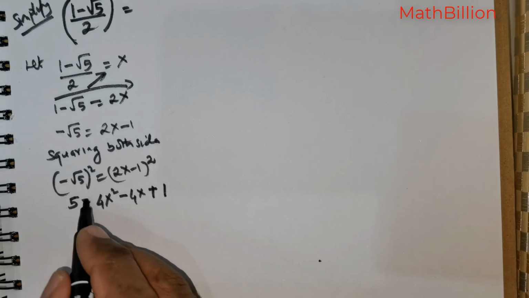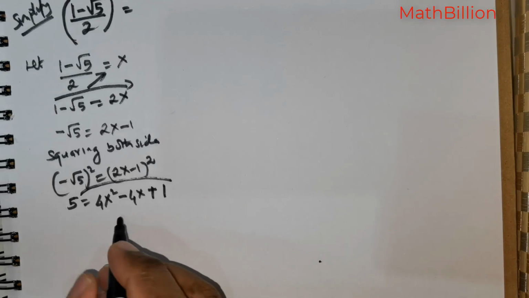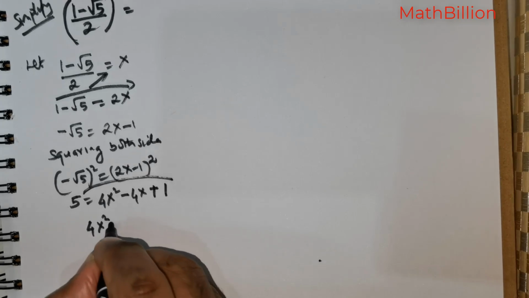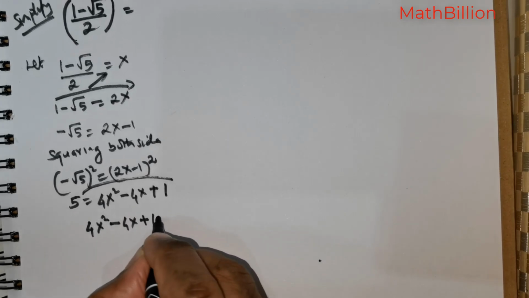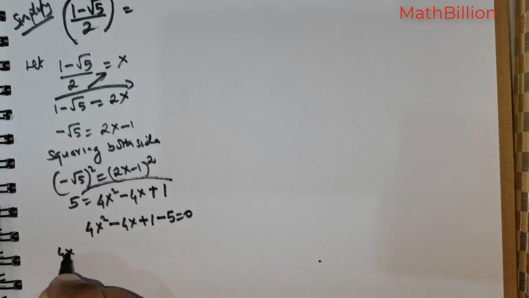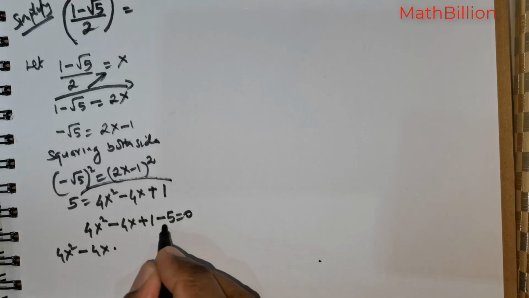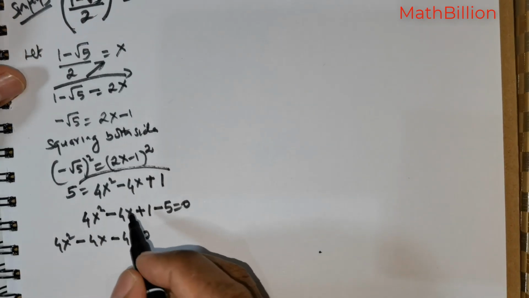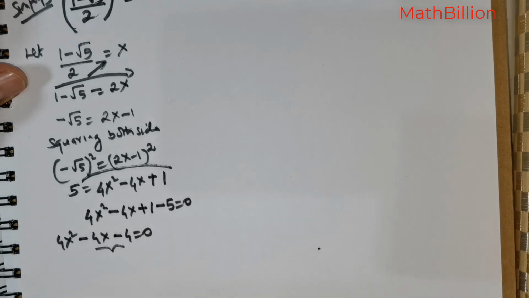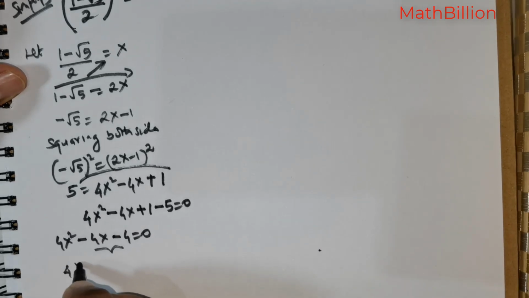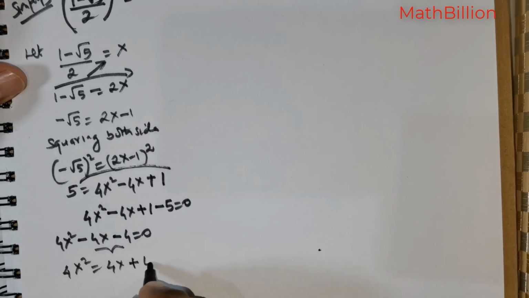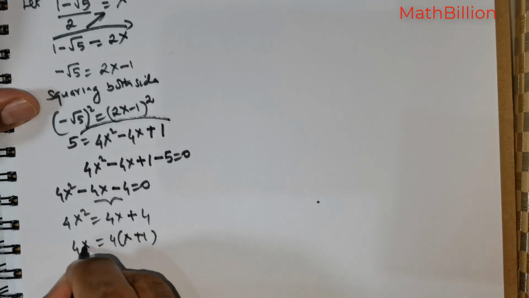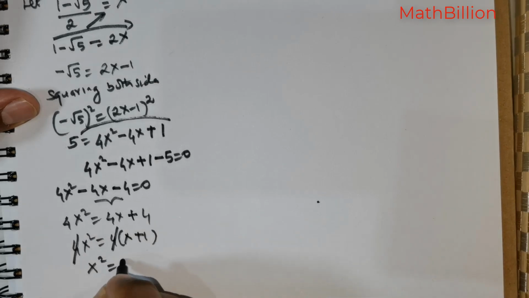Now if I move this 5 to the other side, I can rewrite this as 4x² − 4x + 1 − 5 = 0. So this is going to be 4x² − 4x − 4 = 0. Now I would like to move these to the right hand side, so I get 4x² = 4x + 4. So 4 can be cancelled, giving x² = x + 1.